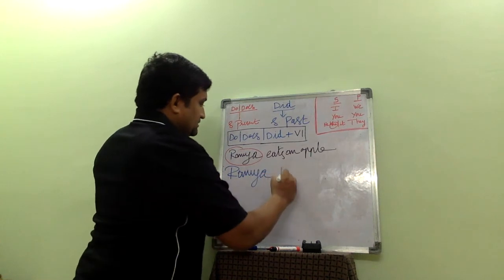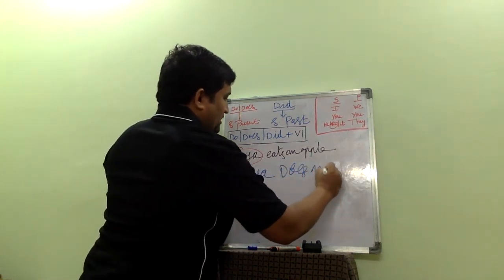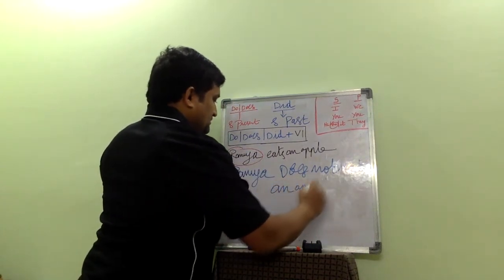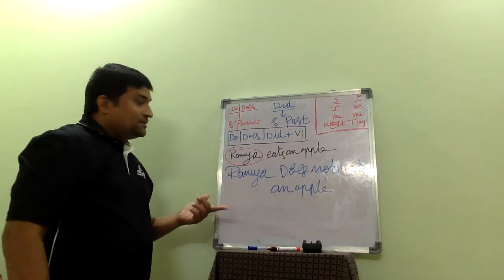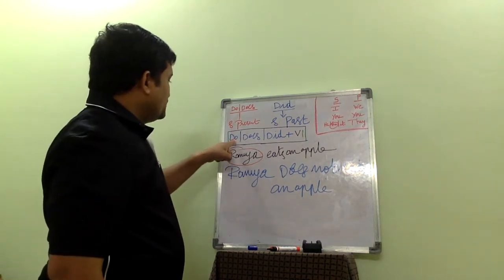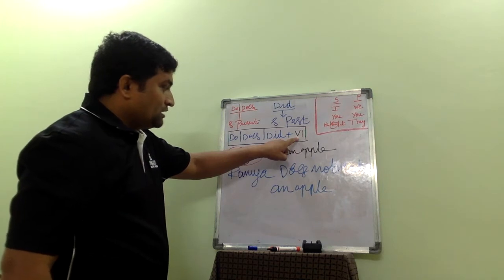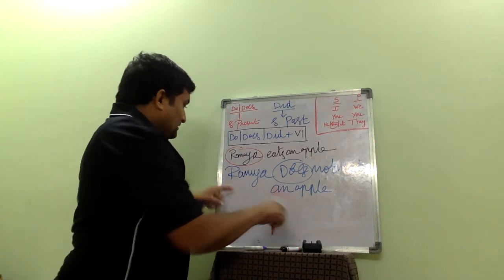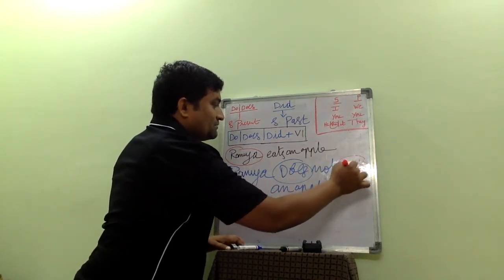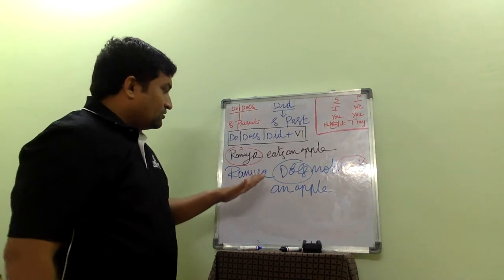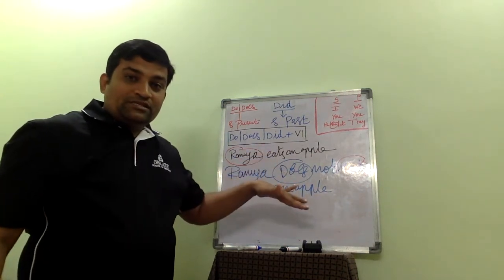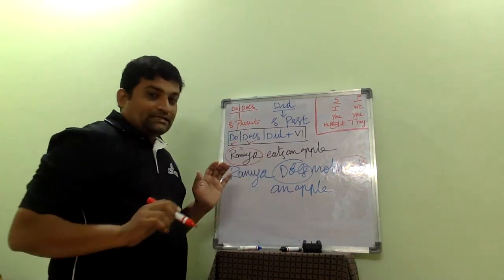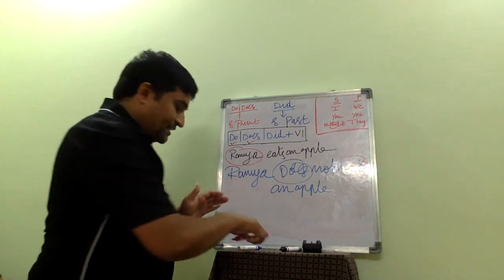So now the answer will be: Ramya does not eat an apple. This is the negative statement. See here, whenever we use do or does or did, we must always use V1. You should not use the s again. Whenever does is used, Ramya does not eats becomes wrong. So this is how we change positive statements into negative statements using do and does. Shall we go for another example? Yes.